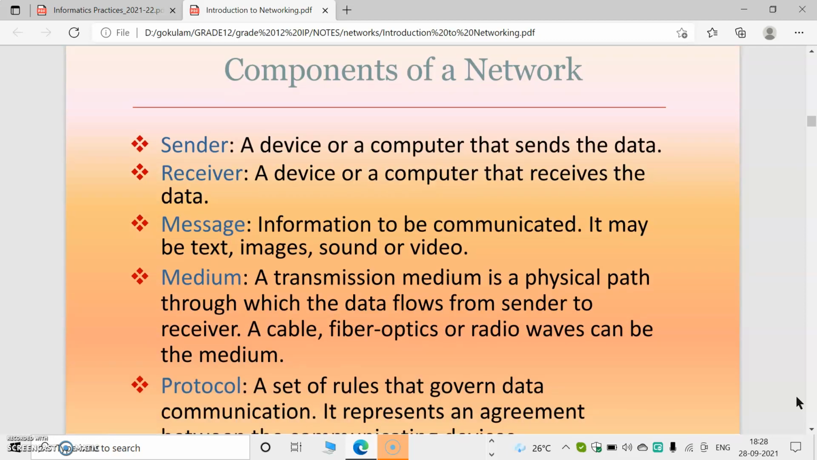Then components of a network. You all know components. Suppose I am sending a mail to you. I am the sender, so I am a component.